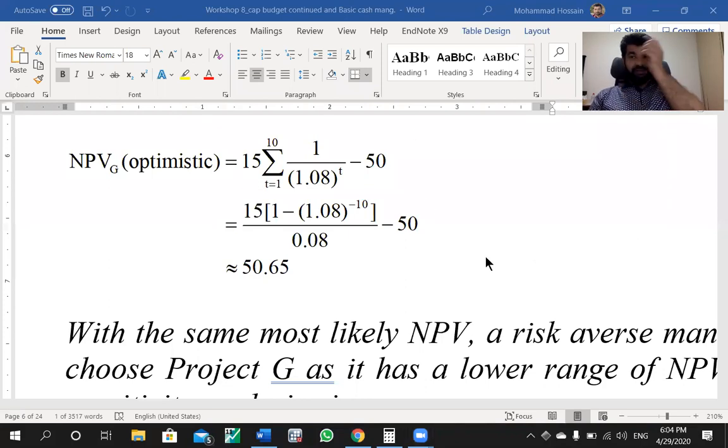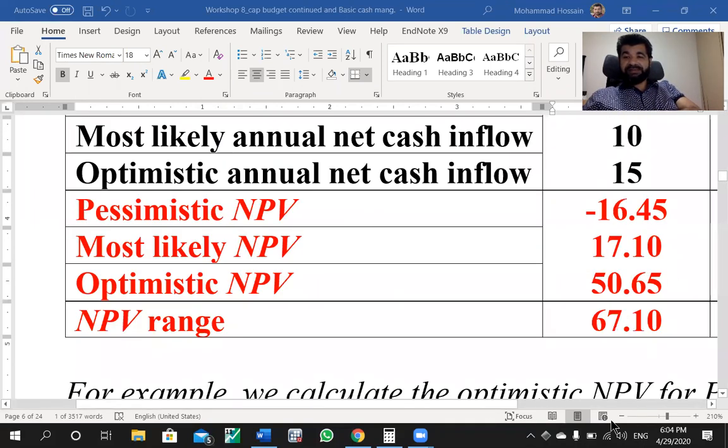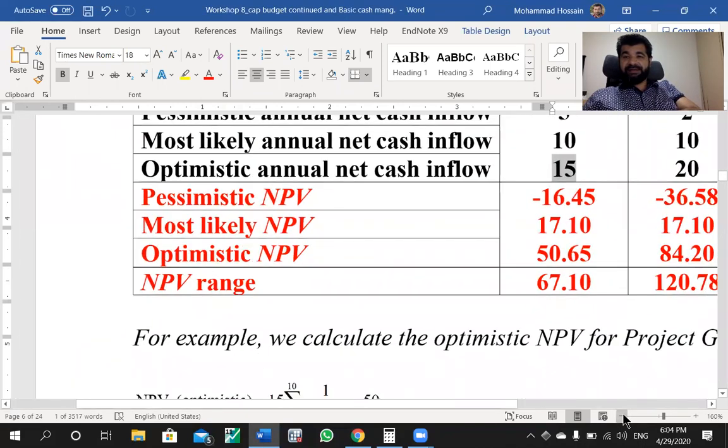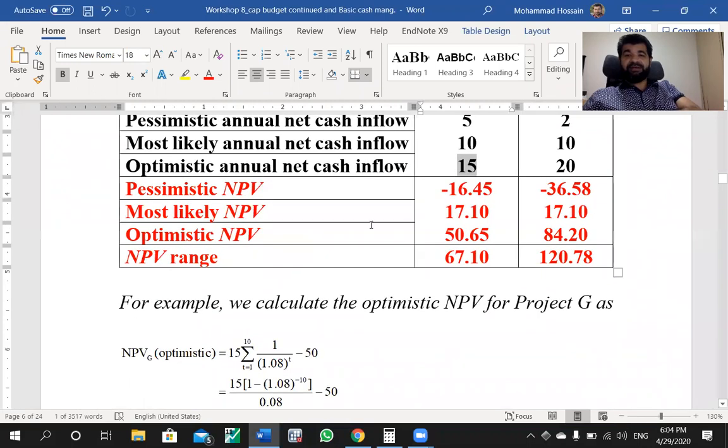Okay. So now you see these things here. So net present value for the optimistic situation, you use this formula. And your number of years is 10. So this is the formula you have, and the answer you get is 50.65. So that's how you actually calculated this net present value of 3 situations.